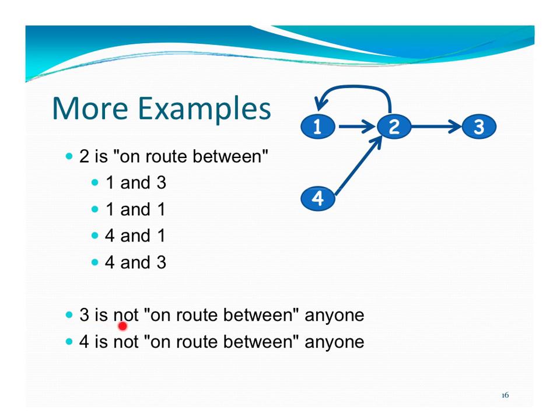3 in this picture is not en route between anyone. 4 is not en route between anyone because there's no way to get to somebody going via 3 and no way to get to somebody going via 4.